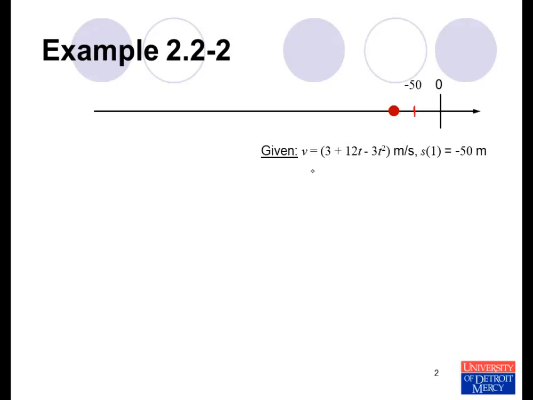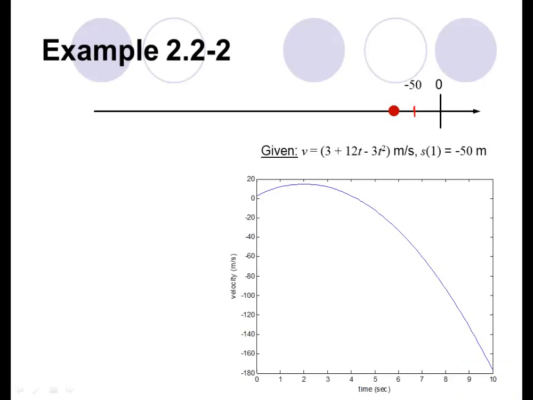If we graph this function of velocity, we can graph it versus time. We can see that it's a quadratic, so it's going to be a parabola. The coefficient on the t squared term is negative, so it's going to be basically an upside down parabola. And so if we graph that maybe with your calculator, we can get a better sense of what's happening.